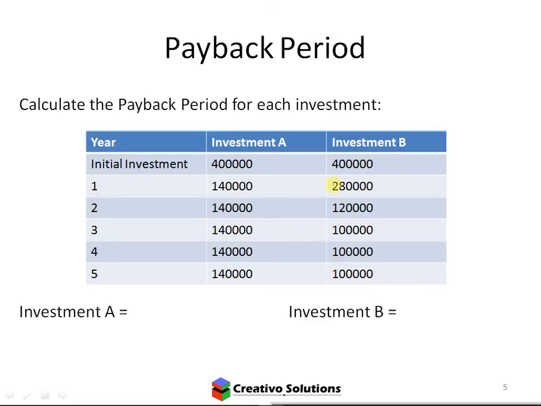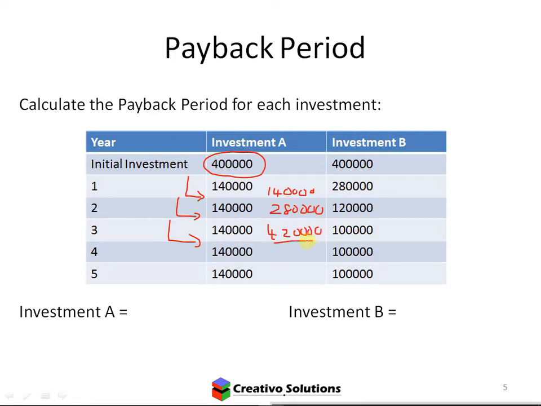Here's an example looking at A and B. How do I get the payback period for A? How much do I need to pay back? 400,000. How much do I have after year 1? 140,000. How much after year 2? 280. Have I paid back yet? No. How much after year 3? 420. Have I paid back the initial investment? Yes. But 420 is too much.